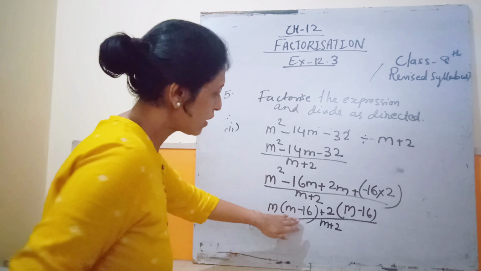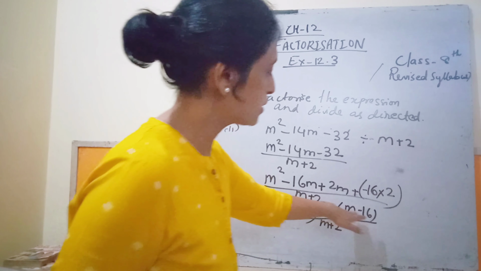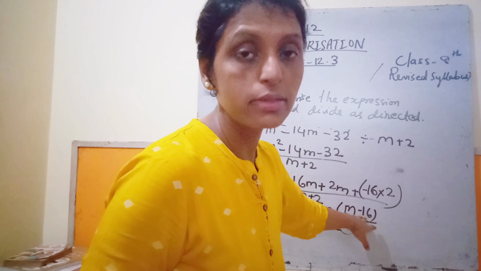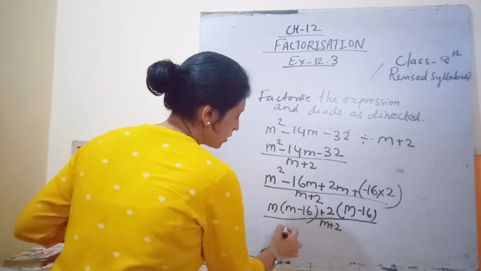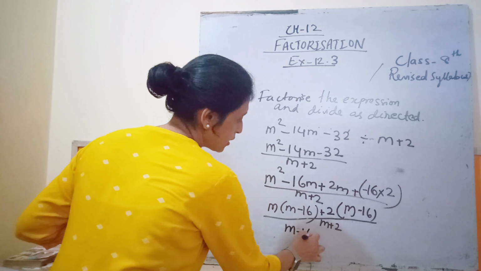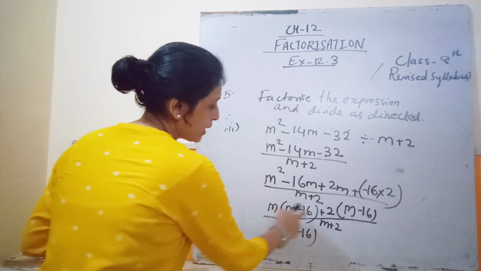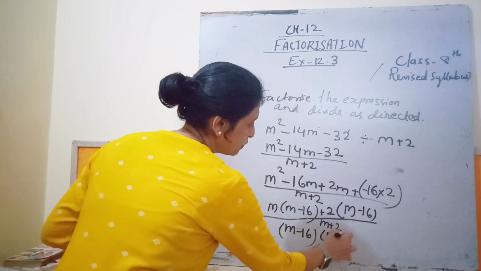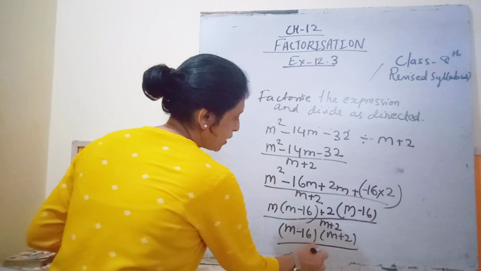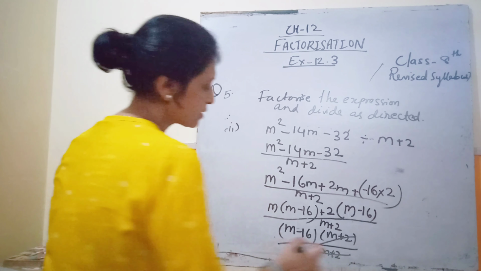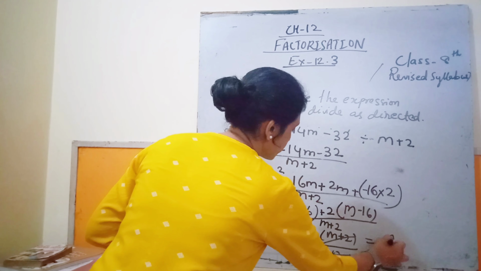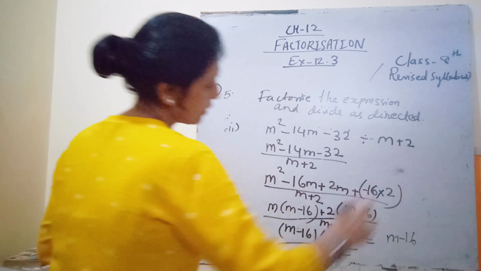See, in the first pair we have got m minus 16, and in the second pair also we get m minus 16. Now m minus 16 is common to both the terms, so we can take m minus 16 as common and we are left with m plus 2 upon m plus 2. This m plus 2 will get cancelled and we are left with the solution to this question.